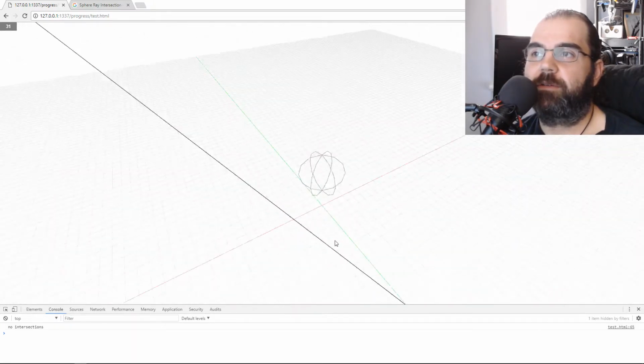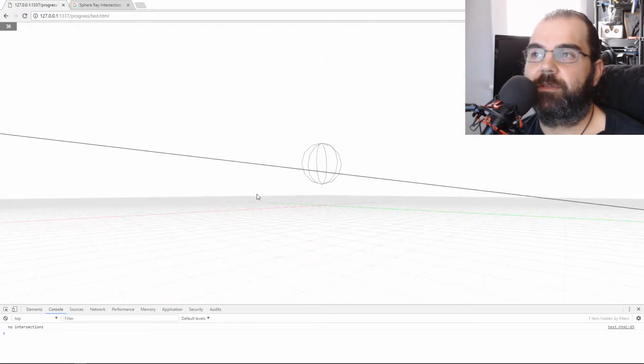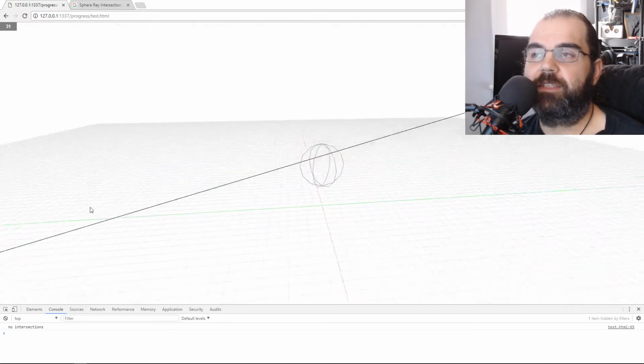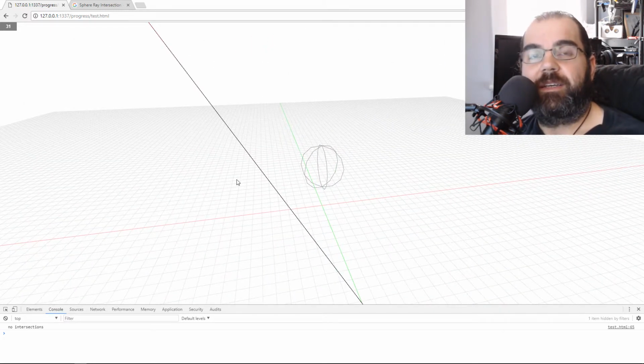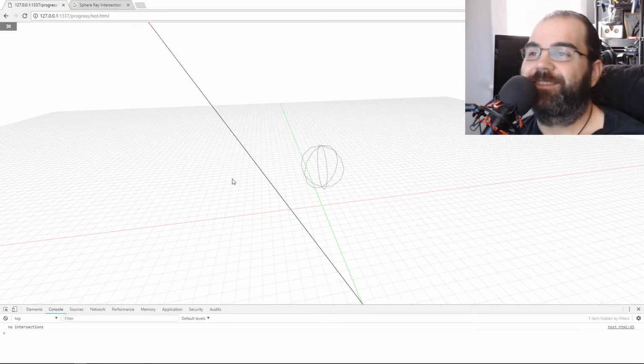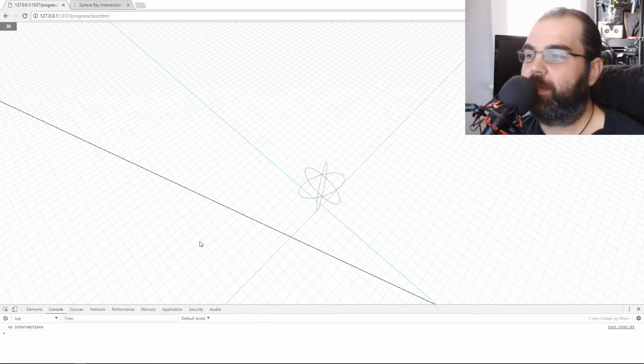And if I click out, nothing. I got a nice error that says no intersection. We're good. And that is a sphere intersection ray test, or ray sphere intersection test. So that is it. Hopefully that was a short one.